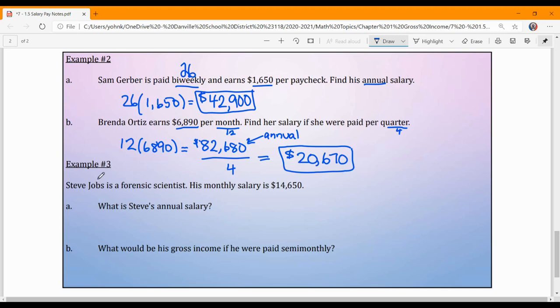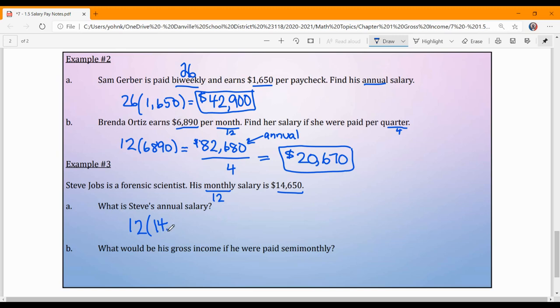Okay, number 3. Steve Jobs is a forensic scientist. His monthly salary is $14,650. What is Steve's annual salary? Well, to find his annual salary, take how many paychecks he gets. If he gets paid monthly, that's 12. And multiply by how much he gets paid per month.